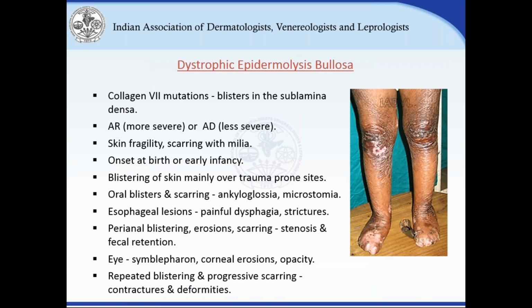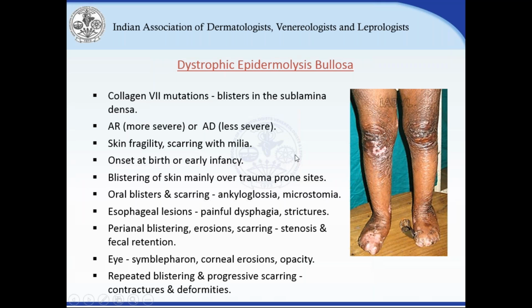What happens because of repeated trauma in the interdigital areas, continuous friction, there are blisters forming since birth here, and every time blisters form, there is scarring, and over years and years of this scarring, you see the skin appears so much scarred. Over years and years, they join together, adjacent fingers are joining. So this is known as mitten hand and feet deformity. So there is skin fragility and scarring with milia.